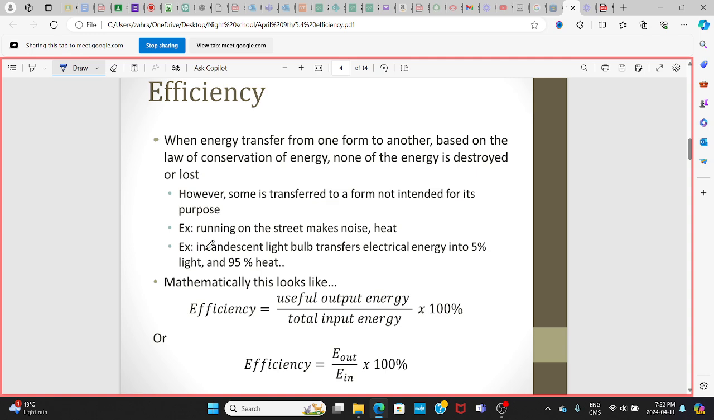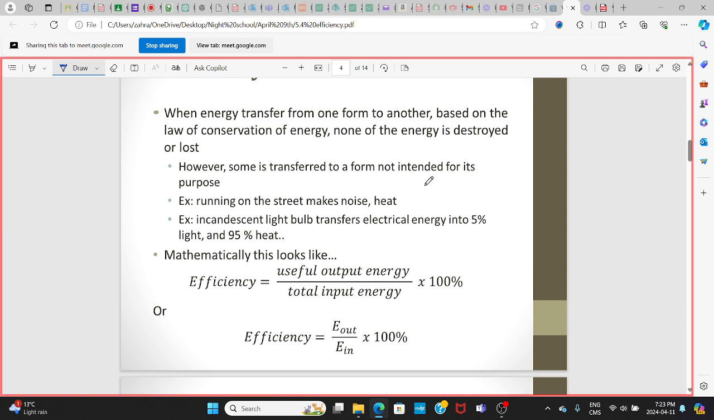When you have a light bulb, you use electricity to turn it on. But would all of the electricity that you input into the light bulb turn into light? No, 95% of that will be wasted as heat. When you touch the light bulb, it's so hot, right? That lost energy transfers to heat. We don't need heat. We need the light, right? And 5% of that goes to the light.